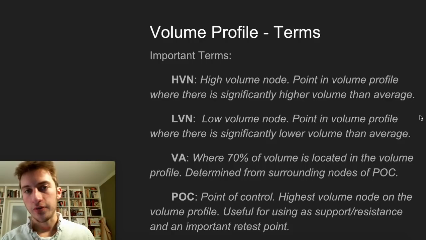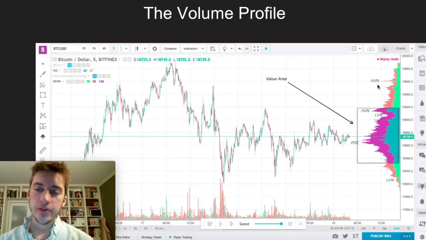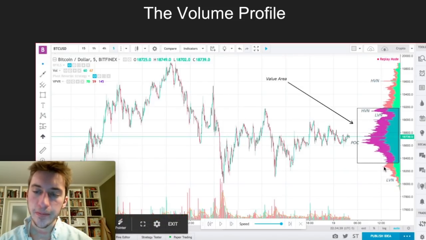Okay, so pause the video if you'd like to read these, but let's go back. So high volume nodes, also known as HVNs, these are spots where we can see that a lot of volume was transacted. And you can see them because they are much longer than other price points around them. Remember, this is all relative. So we can see that we have HVNs here, around here, here, a little bit of here.